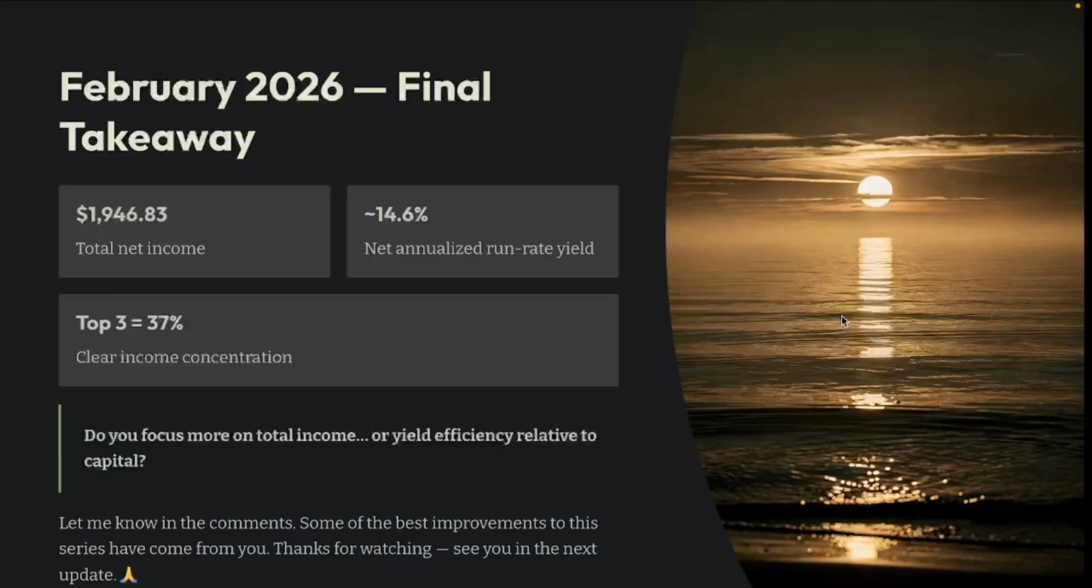So that's my February 2026 update. Total net income, $1,946.83. Net annualized run rate yield is about 14.6%. And clear concentration from a few high-yield funds.